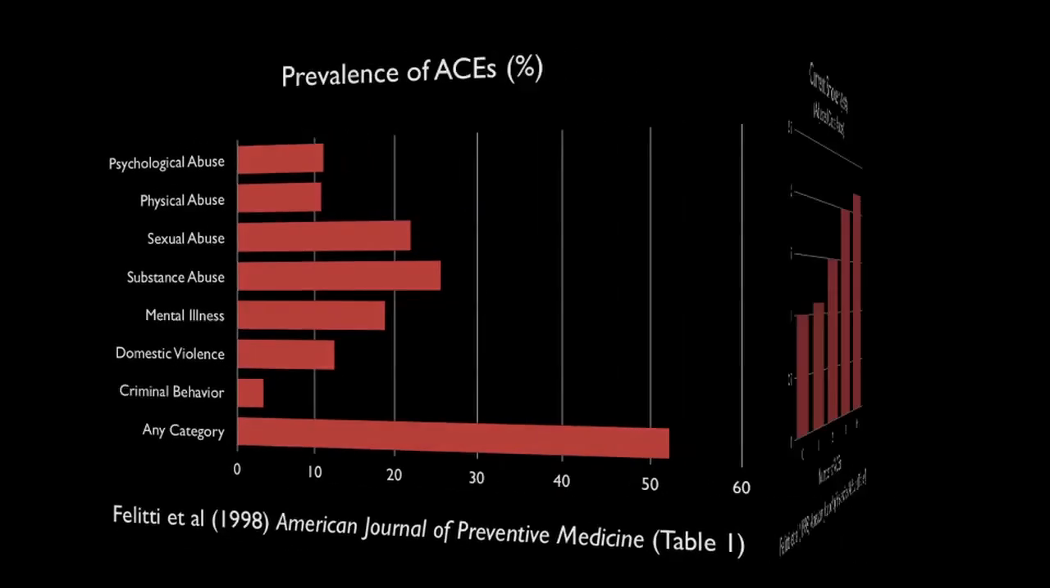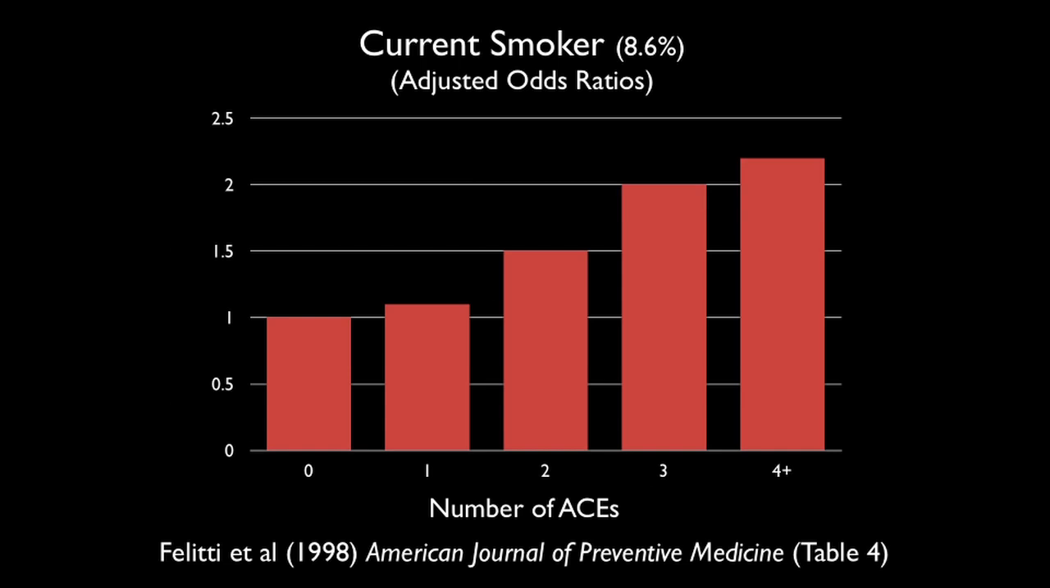Now we're going to turn to look at some of the outcomes. In this graph, the x-axis is the number of adverse childhood experiences a person has experienced, going from 0 to 1 to 2 to 3 and then to 4 or more. And then there are the odds, these are actually adjusted odds ratios, of being, in this case, a current smoker, given the number of ACEs. You can see that if you have experienced 4 or more ACEs, then you're over twice as likely to be a smoker than if you hadn't experienced any.